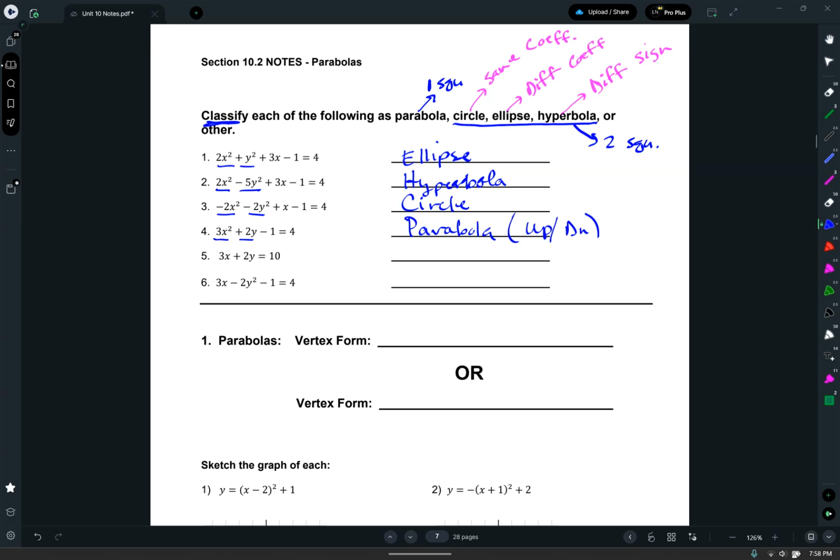Number 5, look at that. There are no squared terms. Well, that's not in our list up there, but look carefully. If there's no squared terms, what is that? Isn't that just an equation of a line? So I kind of snuck that one in on you.